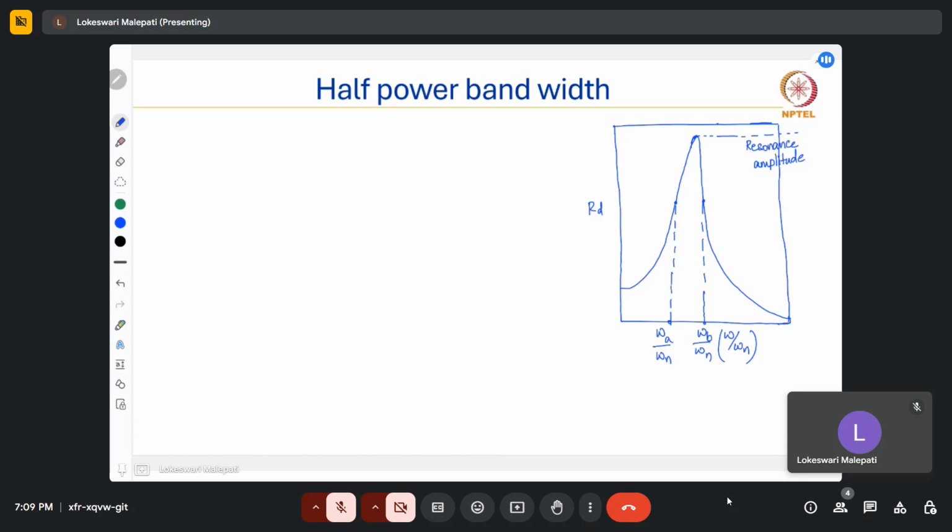This concept says that we have this relation: (omega b minus omega a) by omega n is equal to 2 zeta, when this amplitude is equal to 1 by root 2 times the resonance amplitude. So these frequencies are such that they have amplitudes 1 by root 2 times the resonance amplitude. This can be proven actually. For that we have to find out the frequencies for which the amplitude is equal to 1 by square root 2 times the resonance amplitude.